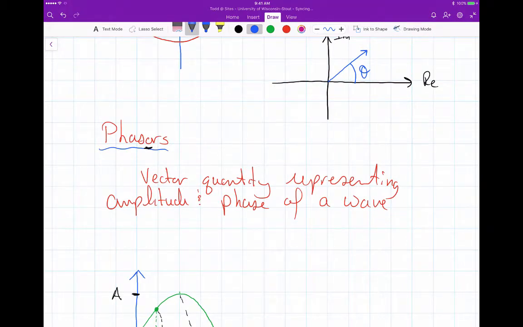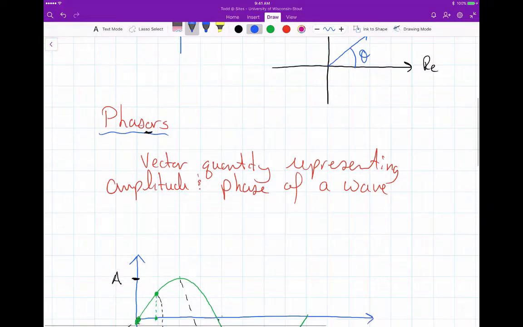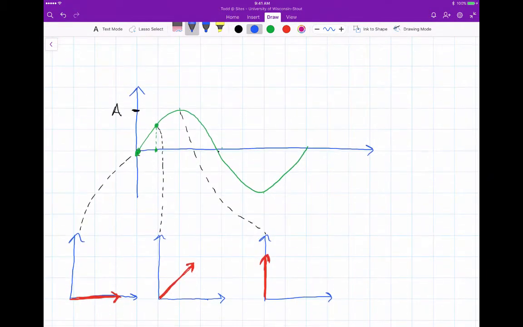Now this is spelled differently than the phaser from Star Trek. This is P-H-A-S-O-R-S. And essentially what we're going to do is use a vector to represent the amplitude and phase of the wave. Rather than drawing the typical sinusoidal wave, we're going to draw a vector whose length is equal to the amplitude of the wave and whose angle with respect to the x-axis is equal to its phase angle.